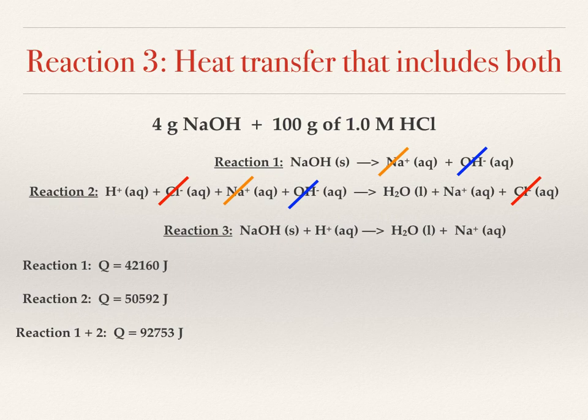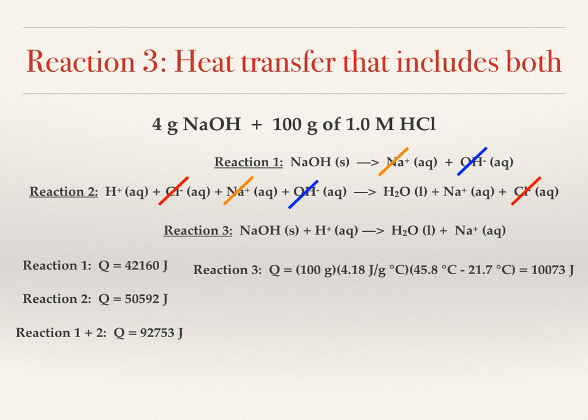So now let's take a look at the data from reaction 3. We're going to assume that, let's see. Oh, never mind, we're not assuming anything. Taking a look at our change in temperature, they had a change in temperature from 21.7 degrees to 45.8. Plugging everything into our heat formula, we get around 10,073 joules of energy.